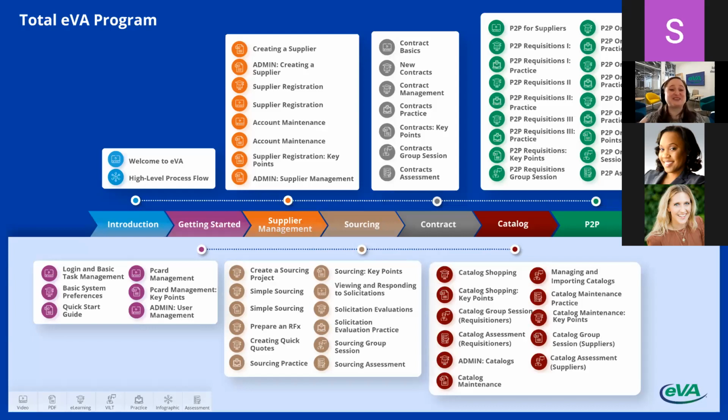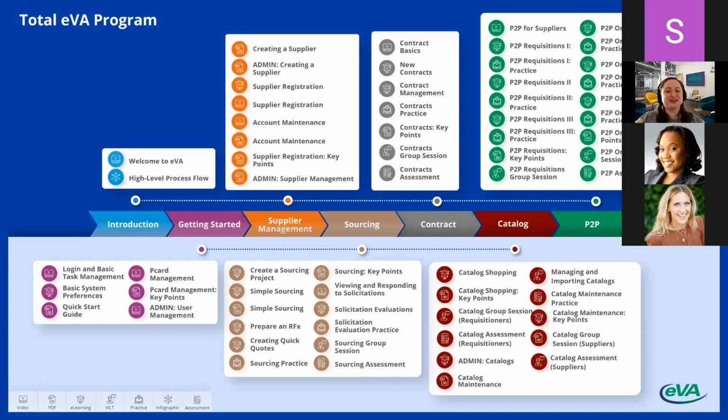So altogether, this is approximately 13 hours of material across 67 different assets. While 13 is much better than the 18 and a half that we saw previously, it still takes a little bit more work to make sure that we are streamlining this by role. So we started by breaking it down into 7 different functional categories. You can see them: intro, getting started, supplier management, sourcing, contracts, catalog, and P2P. Some of these are bigger than others, of course.